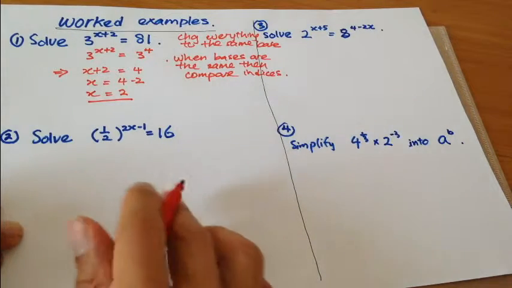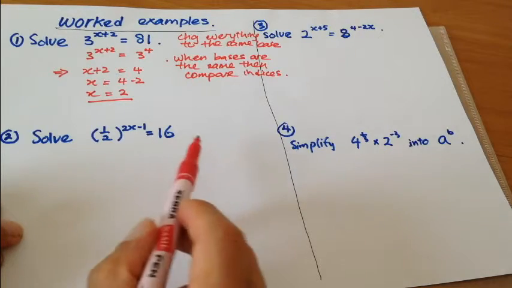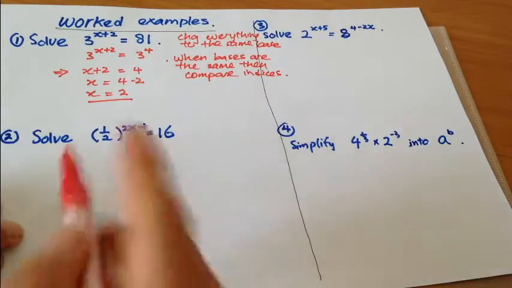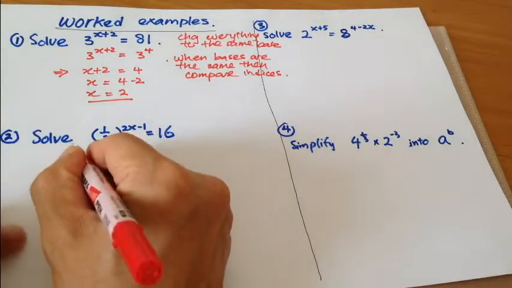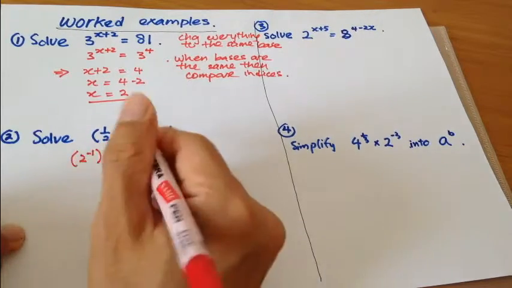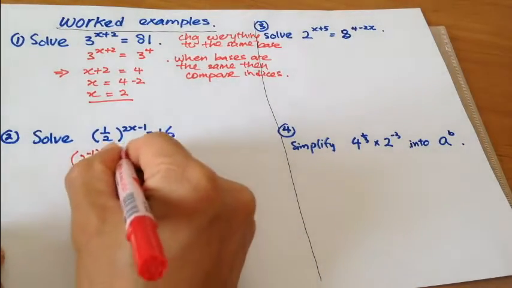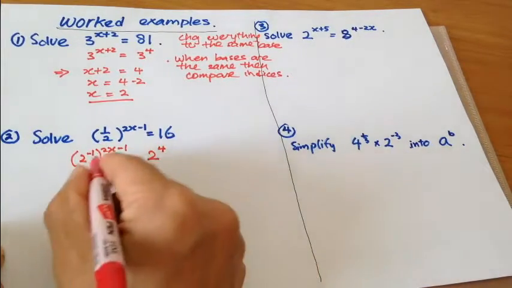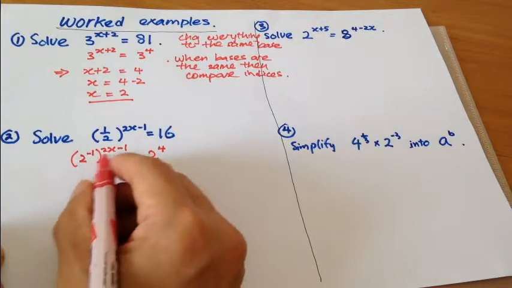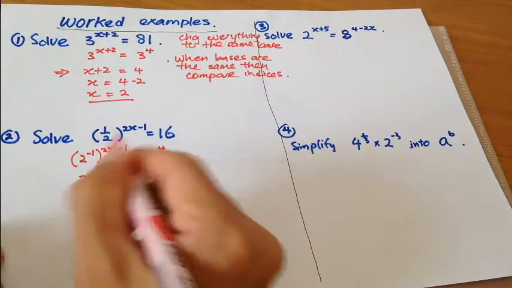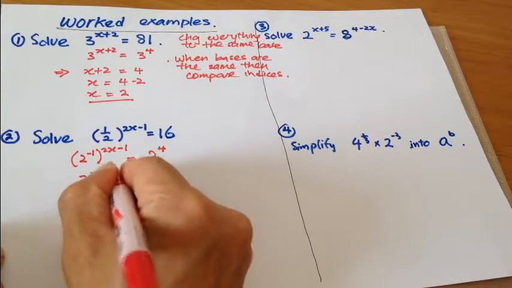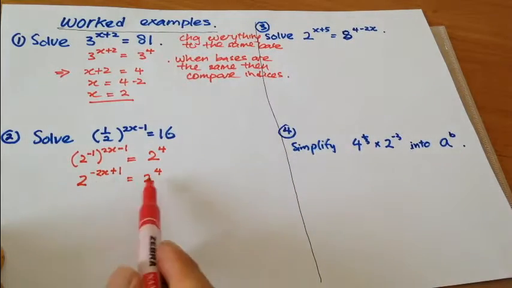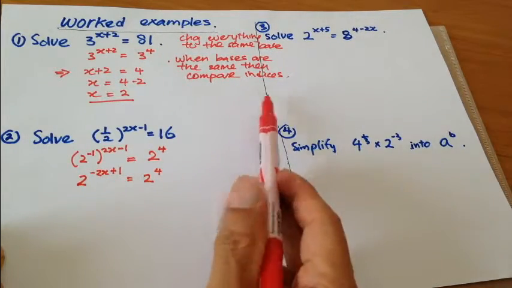Now, next question. Here, we'll use the same idea, change them into the same base. So half is basically 2 raised to the power of negative 1, and then everything raised to the power of 2x minus 1. 16 is 2 raised to the power of 4. Multiply this thing, so that becomes 2 to the power of negative 2x plus 1 is equal to 2 to the power of 4. Now, because the bases are the same, we will now compare the indices.